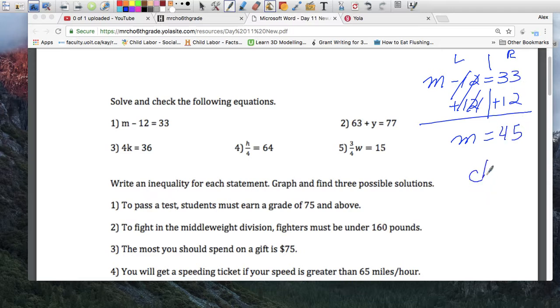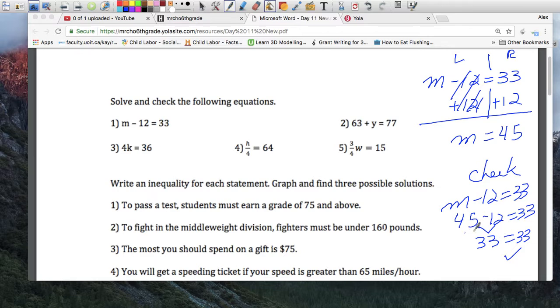My check, remember to check: you copy the original equation. You must substitute the n that we just found. It's 45, so it gets 45 minus 12 equals 33. And 45 minus 12 is 33, which equals 33. Make sure that this actually equals 33, because sometimes when you get the wrong answer and you just assume that it equals 33, it doesn't really help.